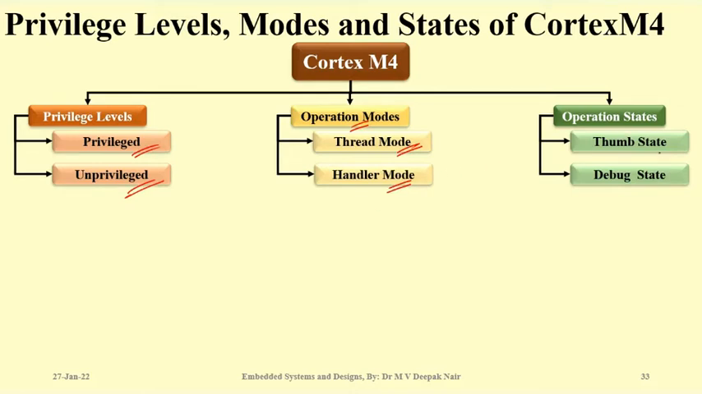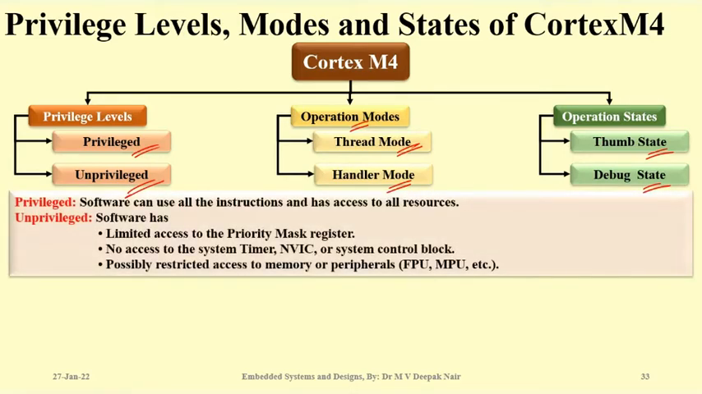There are two states in which the system can work. One is called thumb state, and the other one is called debug state. So these are the six classifications of levels, modes, and states. What does that mean? For example, let us talk about the privilege level. When we are using any software, for example IAR or Keil, all the instructions can access the privilege level mode in the microcontroller.